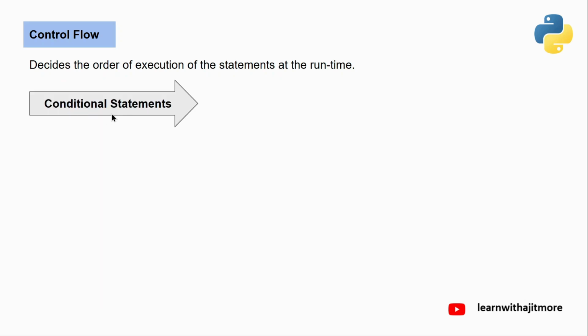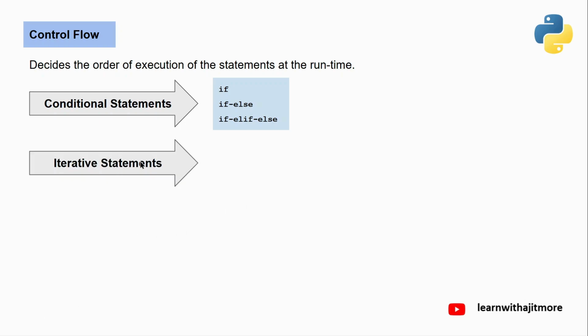Okay? So in this control flow, three categories come. One is conditional. In Python, we have only if-else, and if-elif-else. All three syntaxes we'll learn, and we'll write exercises based on it. Then comes iterative, or you can call it loop or repetitive.